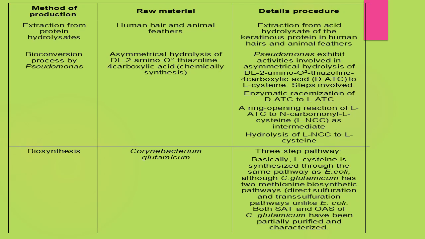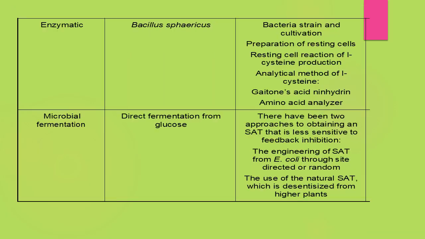When it comes to biosynthesis, if you are going for Corynebacterium glutamicum, then the basic synthesis will be very good in 3 different pathways. One is the methionine biosynthesis pathway, and then it will undergo the SAT and also OS, which will partially synthesize this very pure form of cysteine. So these are the production areas for the cysteine. Thank you.